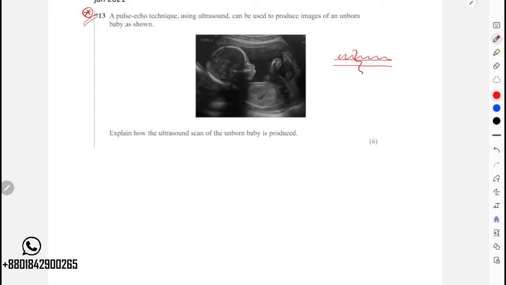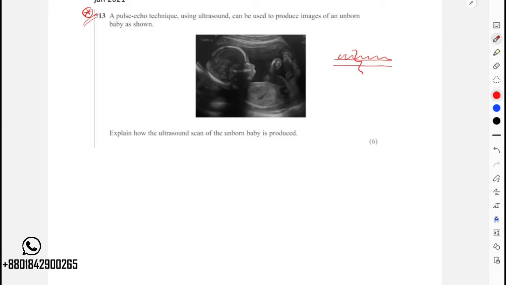Inside the body, we're obviously using ultrasound with the smallest wavelength, so that the wavelength of the ultrasound is very small compared to the distance between the adjacent tissues. So it will have lower diffraction. Lower diffraction means a higher resolution image can be obtained.